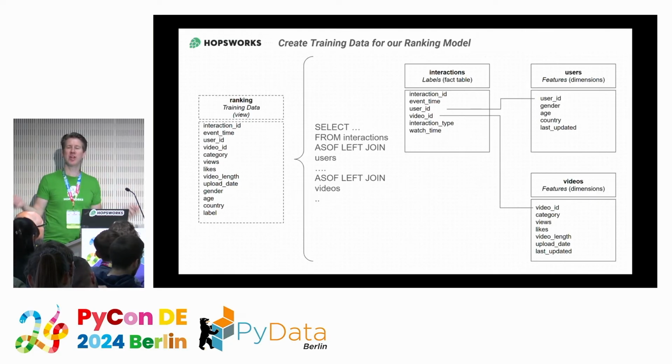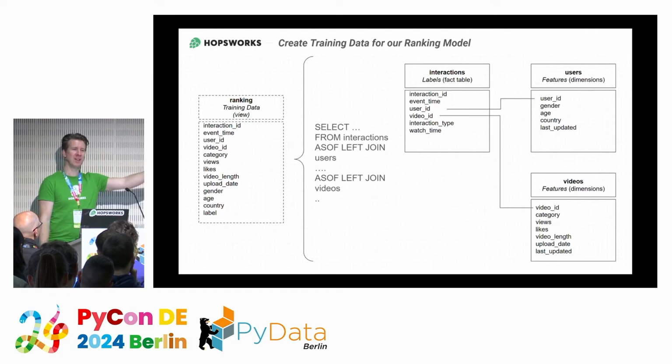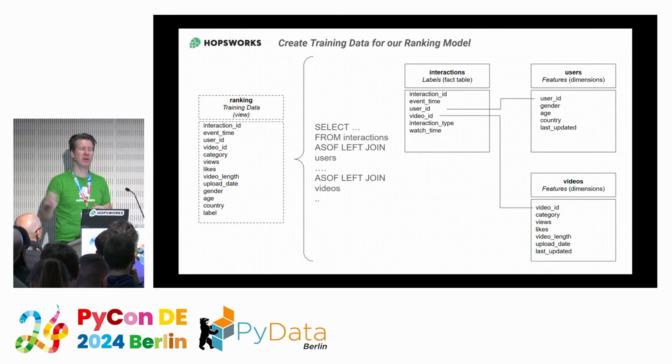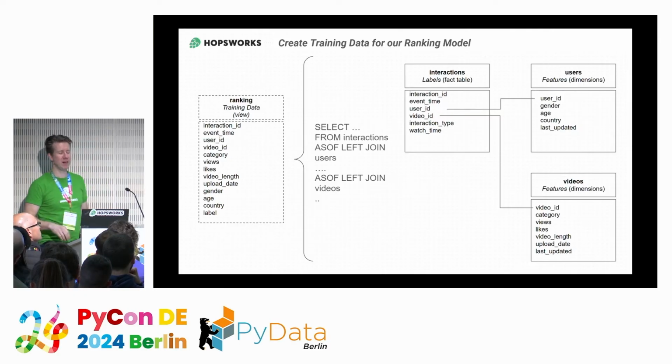Because your age changes, right? So if I take the interaction from 2 years ago, when I was younger than my not so young age now, and I had the wrong age in my training data, because I just pulled the latest value of your age from the users table and joined it with the interactions, then I'd have stale feature values in there. It wouldn't make my model work that well.